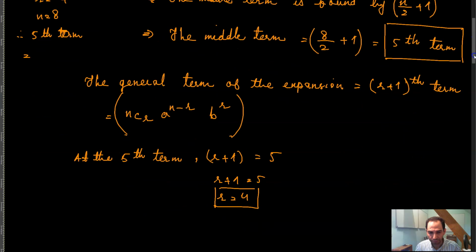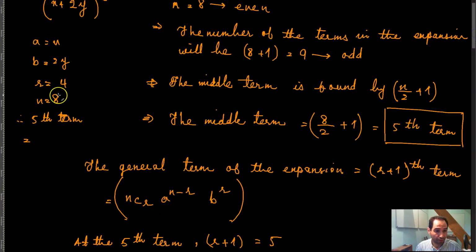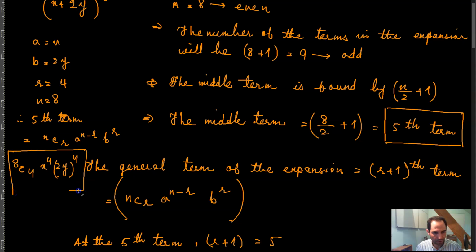so here we said that at the fifth term r is equal to 4. I have written everything over here. So generally you have n combination r, a raised to the power n minus r, b raised to the power r. And that means that you can write 8 combination 4, a, which is in this case x raised to the power 4, and 2y raised to the power r, which is in this case equal to 4, and that would be your fifth term, or the middle term.